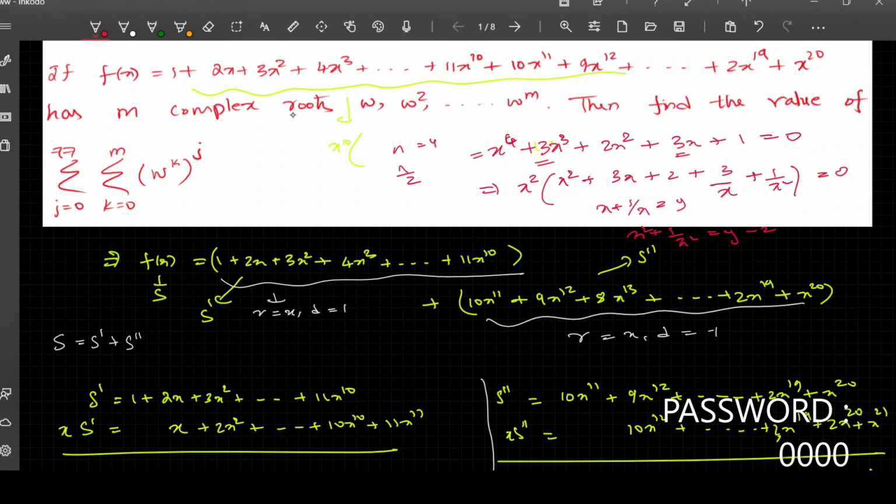In the same fashion we can even take x power 10 to be common, because this is also a palindrome equation, as you can see. But after you take x power 10 as a common term and then solve it, things become a little complicated, but we will still end up with the final answer: the complex roots will be omega, omega squared, and so on till omega power 10. So these will be the complex roots.